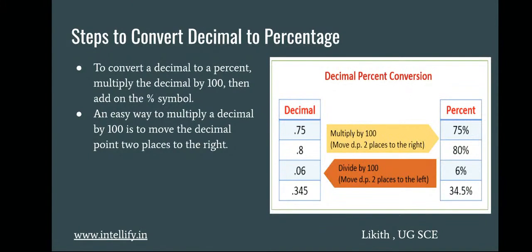So here is an example, 6%. If you divide 6 by 100, it's nothing but 0.06. This makes the first step clear. If you multiply a decimal number by 100, you get the percentage. If we divide the percentage by 100, we get the decimal.